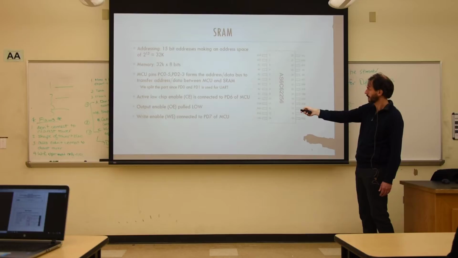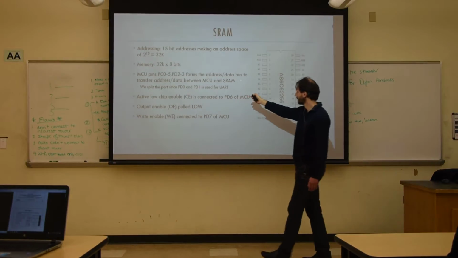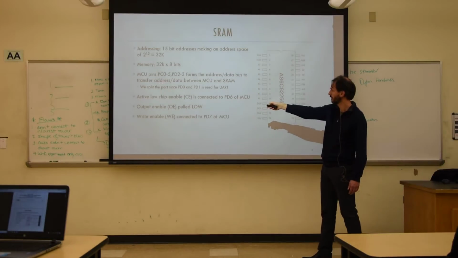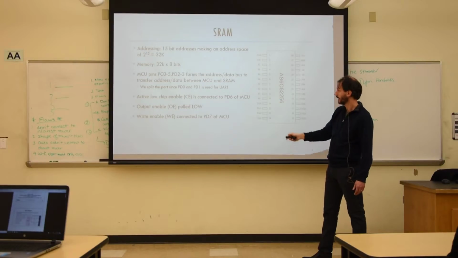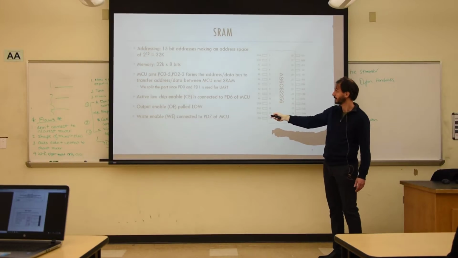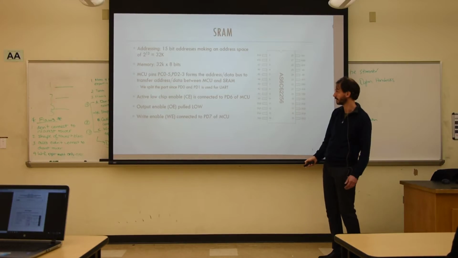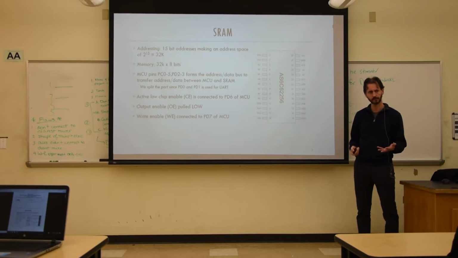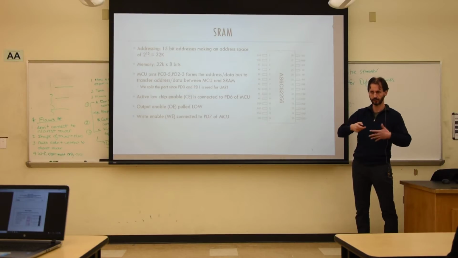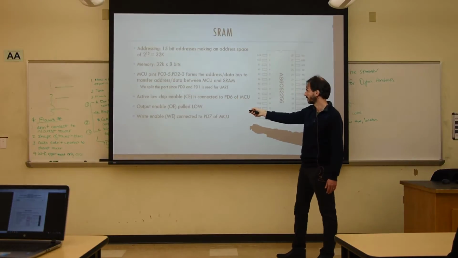So we're looking here at the MCU pins. These are the pins that form the address and data bus to transfer address or data information between the MCU and SRAM. And we split the port since PD0 and PD1 are used for UART, so that's why we don't want to use those two pins. So that's always a battle, right? You need to know your processor, you need to know what those pins all mean, and then you know which pins, in terms of your larger vision, you can actually use. So in this case we use those.